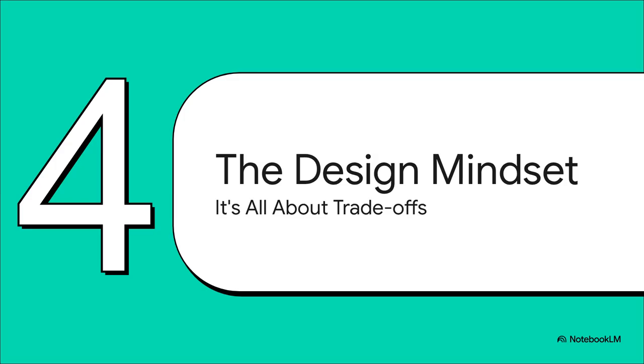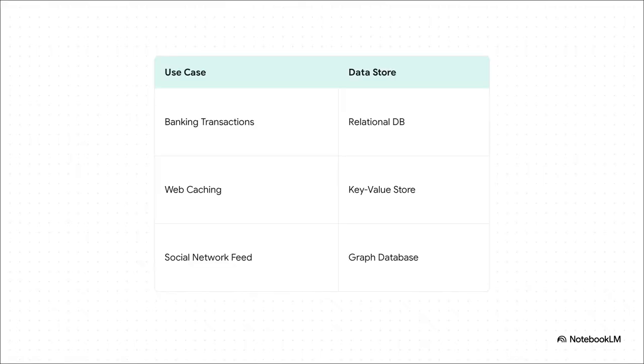So here's the really crucial point I want you to take away. System design isn't about finding one single perfect answer. It's really more of an art. It's the art of making smart trade-offs and choosing just the right combination of tools for whatever specific challenge you're facing. I mean, just take choosing a database. If you're building a banking app, you need absolute, rock-solid consistency for your transactions, so a relational DB is the only way to go. But if you're doing something like web caching, where speed is king and you can afford to lose a little data now and then, a flexible key-value store is a much, much better trade-off.